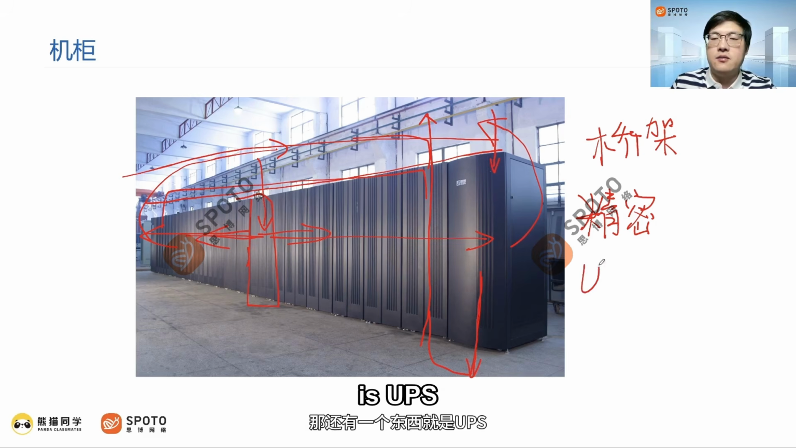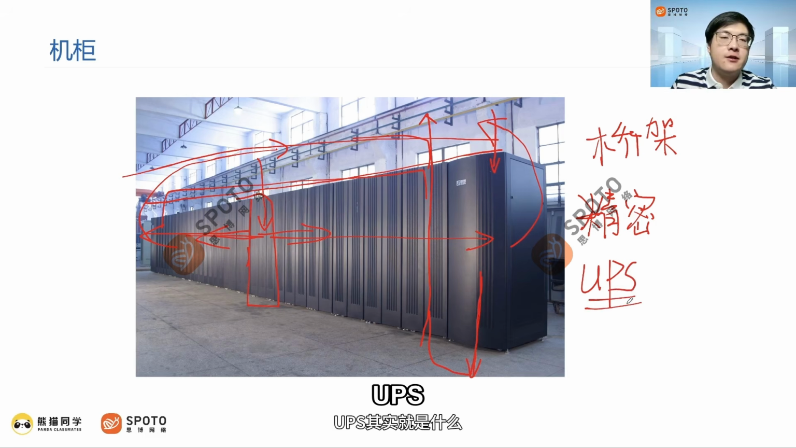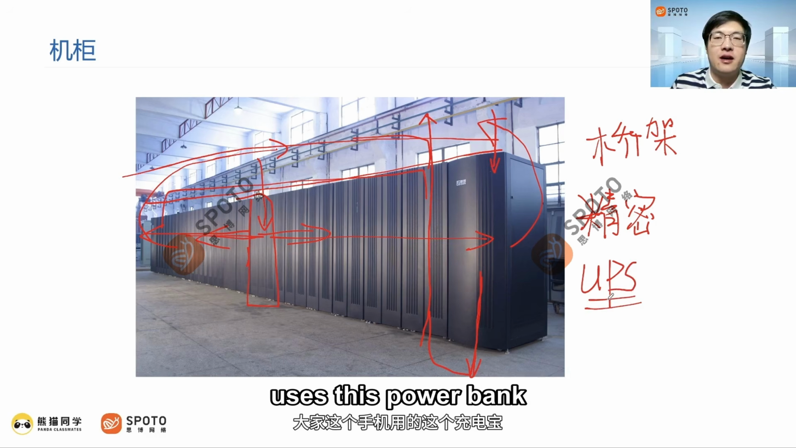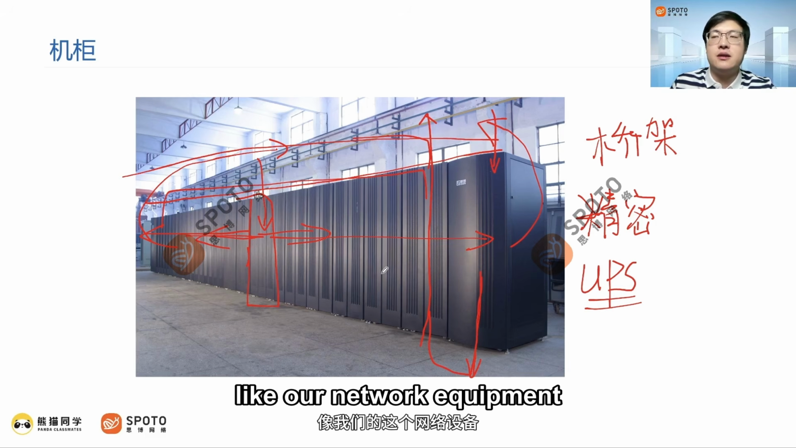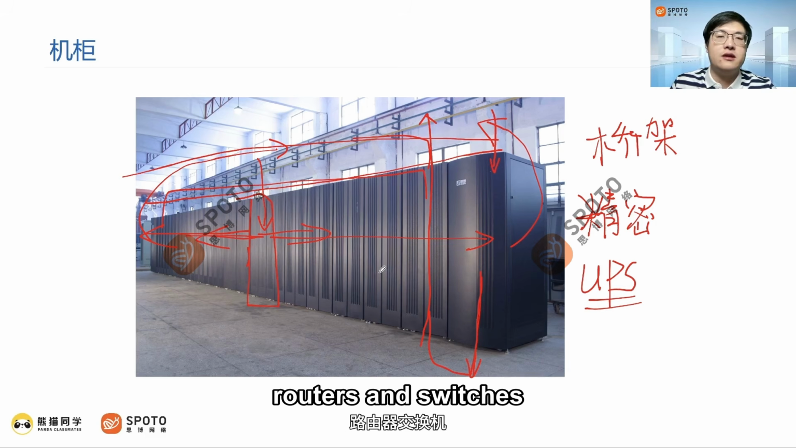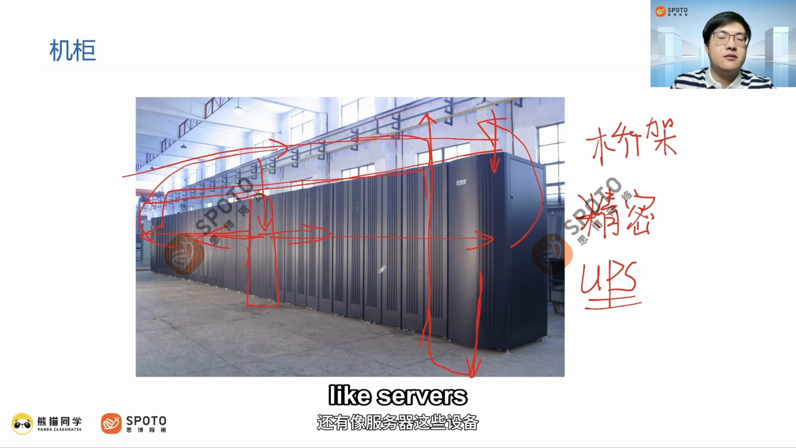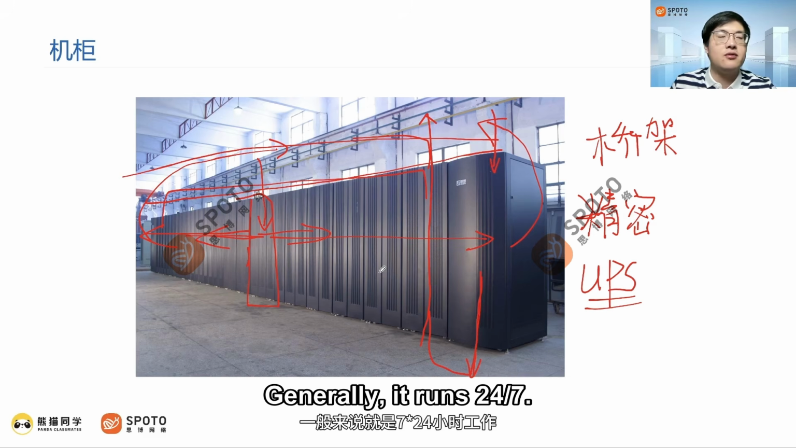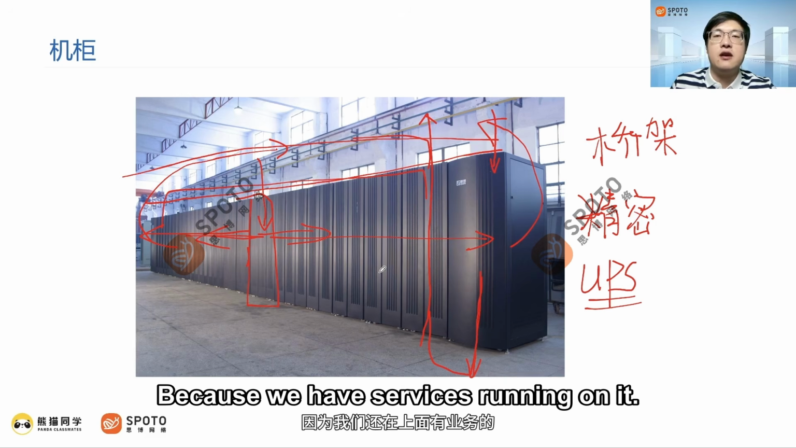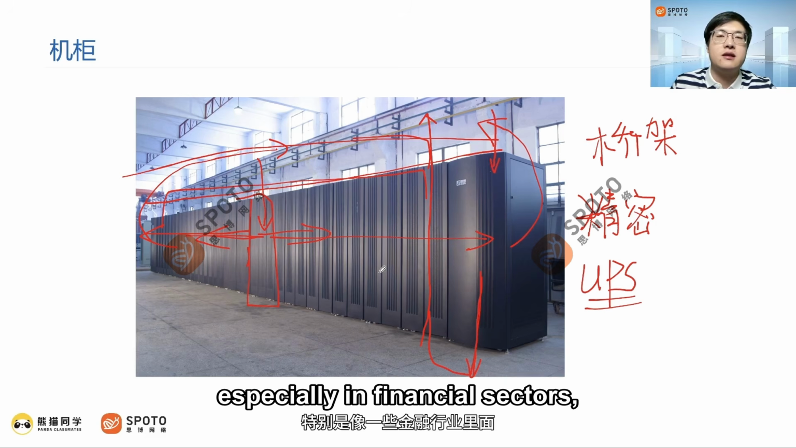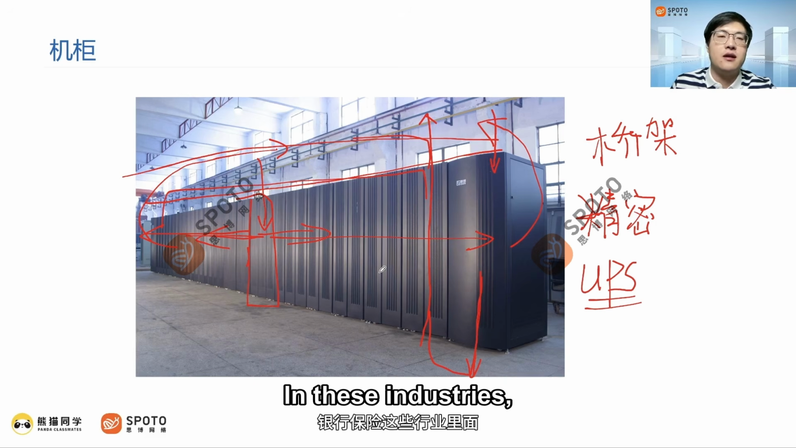Another thing is UPS. UPS is actually what? It is a power bank. You know, your mobile phone uses a power bank. We use electrical devices like our network equipment, routers and switches, and also servers. These devices generally run 24/7. No power outages, right? And also, it cannot lose power, because we have services running on it, especially in financial sectors, like banking and insurance.